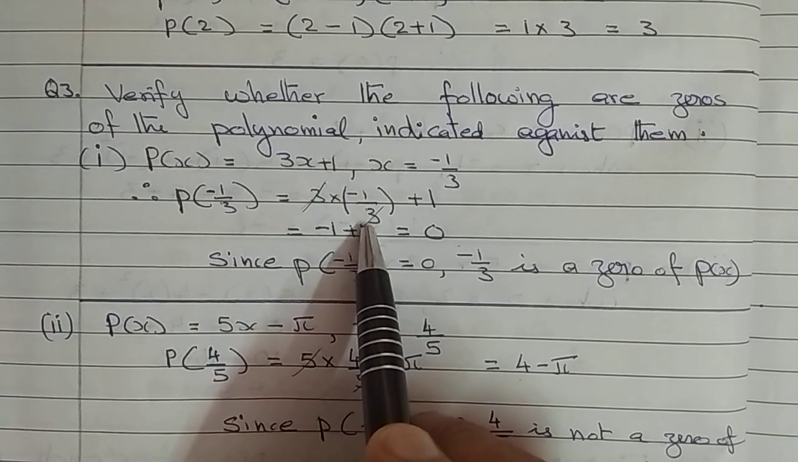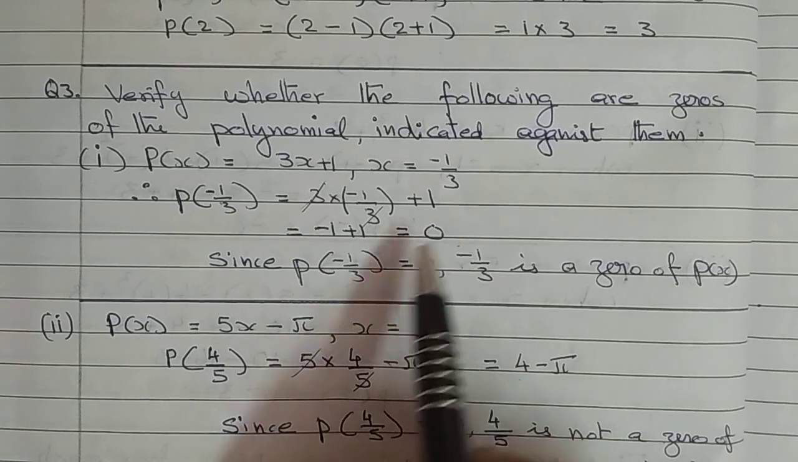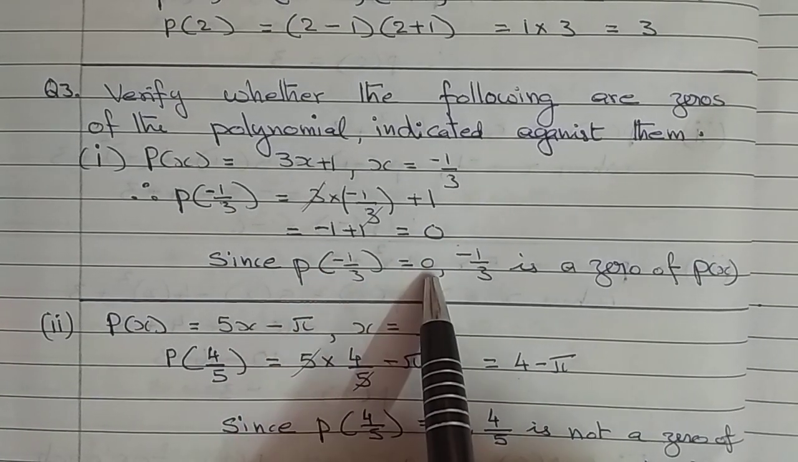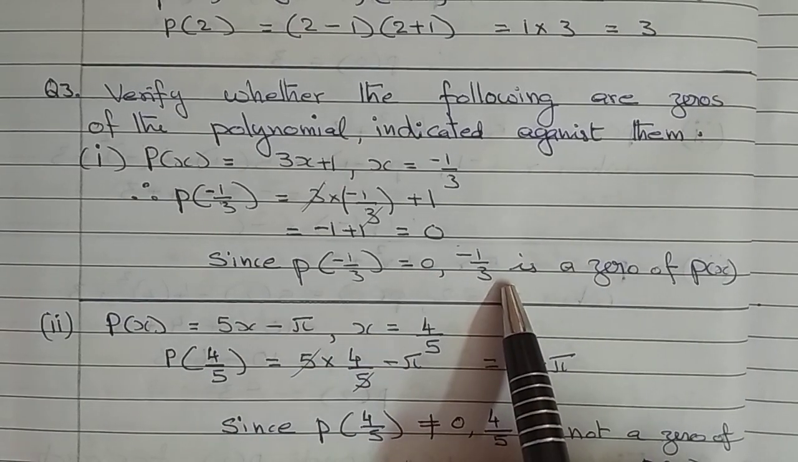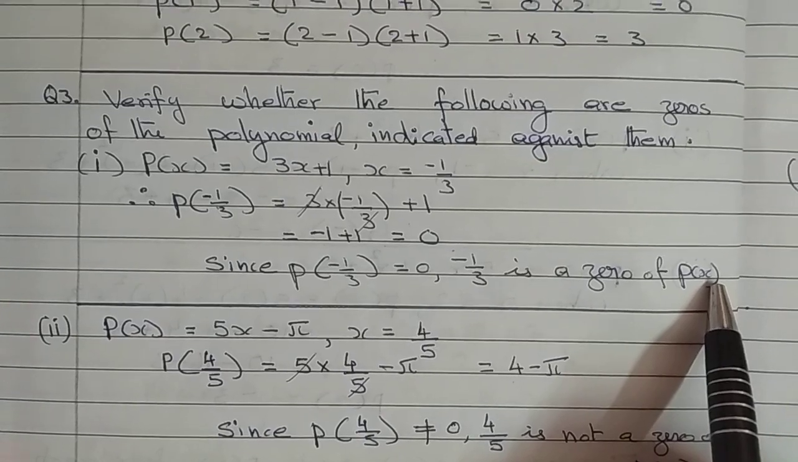3 and 3 get cancelled. Minus 1 plus 1 is equal to 0. Since P(minus 1 by 3) is equal to 0, minus 1 by 3 is a zero of the polynomial P(x).